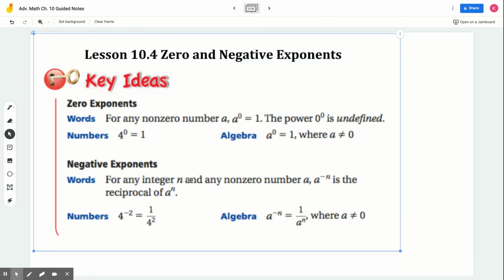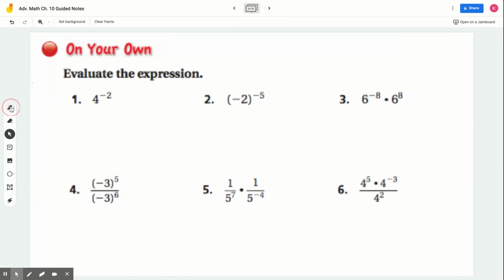Now, for any integer n and any non-zero number a, a to the negative n is the reciprocal of a to the nth power. So for instance, 4 to the negative second power is equal to 1 over 4 to the second power. So we move the power to the opposite, either the numerator or the denominator of where it currently is, and the exponent changes to a positive. So let's take a look at some examples.